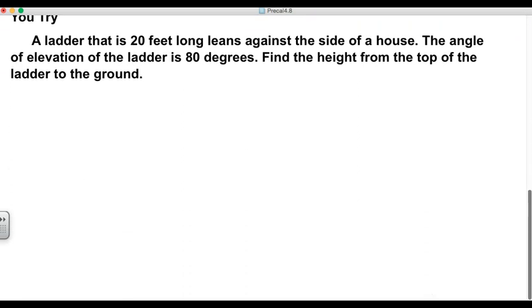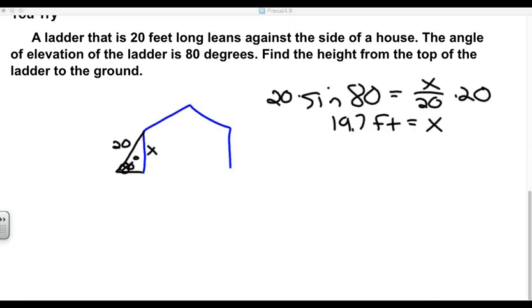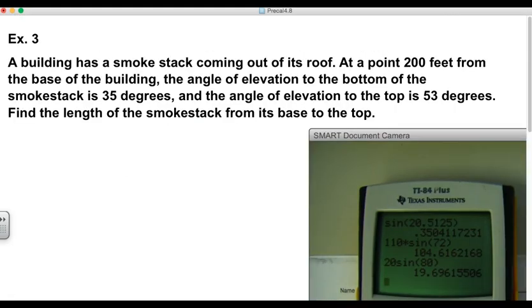So try it, and I'll go over it. House, and the ladder's 20 feet long, leaning against the side of the house at an angle of elevation of 80 degrees. What's the height from the top of the ladder to the ground? So we set up the problem exactly the same as the last one, and we have to times 20 to get x by itself. So 20 times sine of 80 is 19.7 feet. Let me know if you have any questions or didn't get that one right.